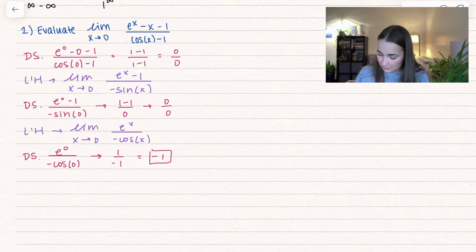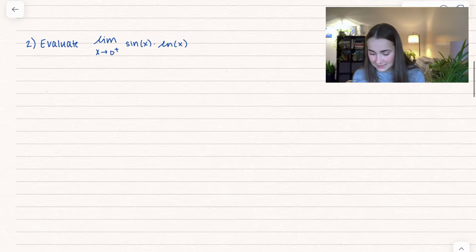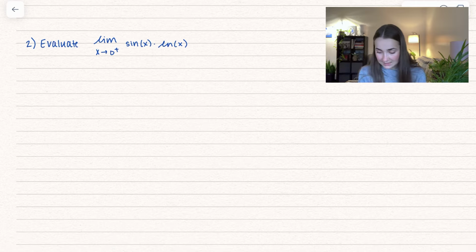Okay, so here, evaluate the limit as x approaches 0 from the right side of sine of x times the natural log of x.